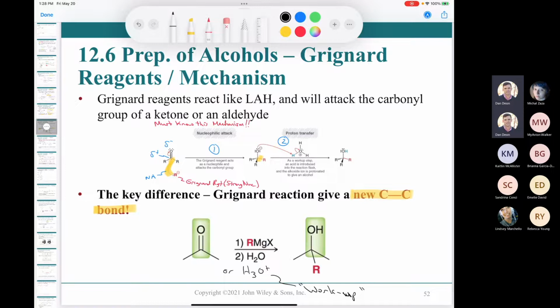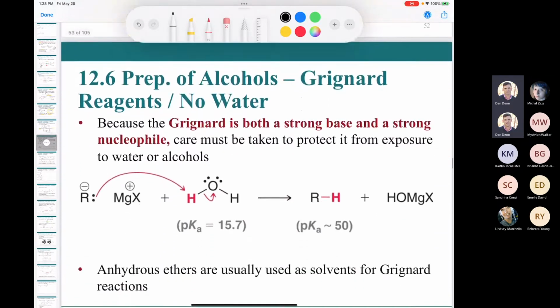Well, where would I find an acidic proton? Even water is going to act as a strong enough acid to protonate a Grignard reagent and destroy it. So when you do Grignard reactions, you usually have to dry your glassware in a drying oven. That removes all traces of water from the surface of the glass, which is made of silicon and oxygen. So check this out.